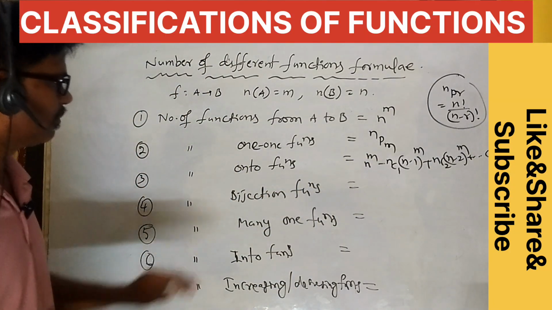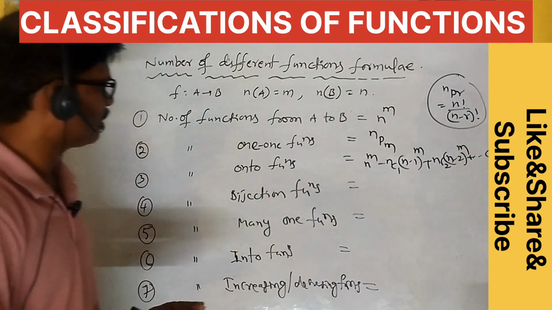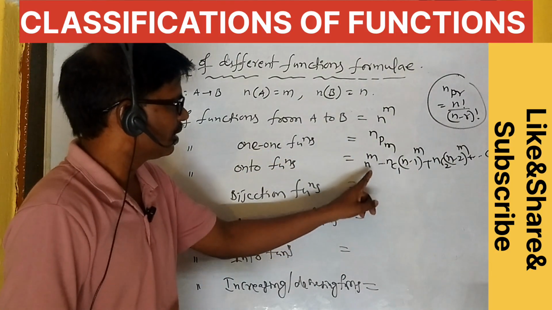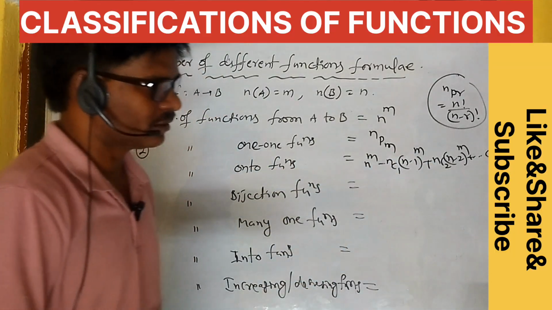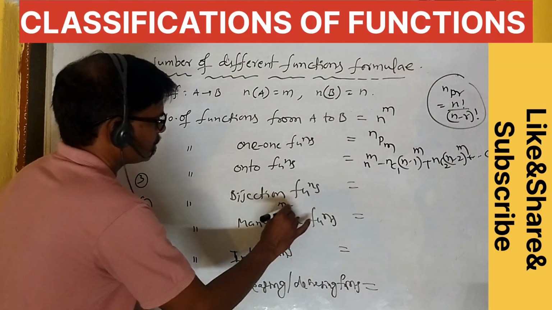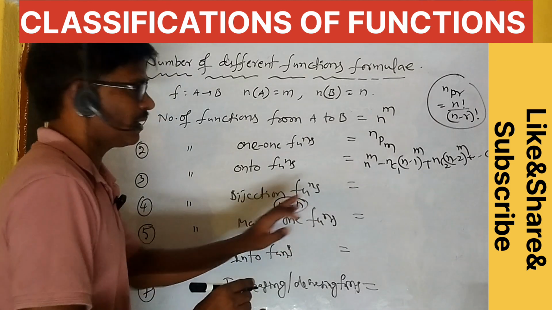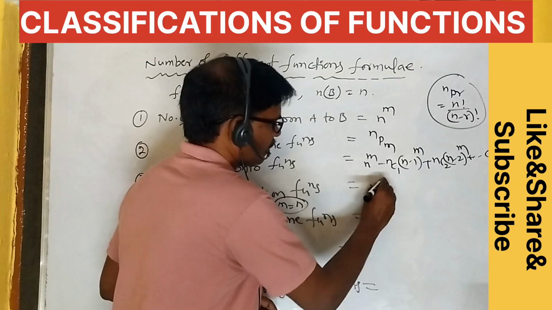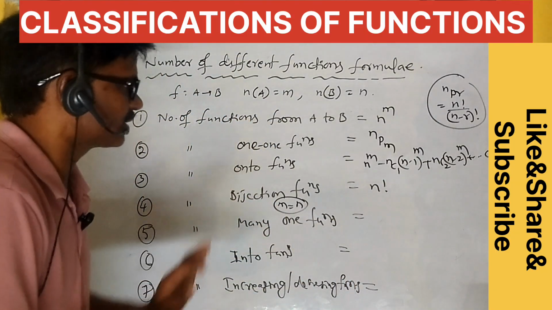Next, bijection means one-one and onto. The number of one-one functions, and this is also onto. Here, for bijection functions, m is equal to n. Both are equal means bijection. This is the formula of bijection: n factorial is the number of bijection functions.